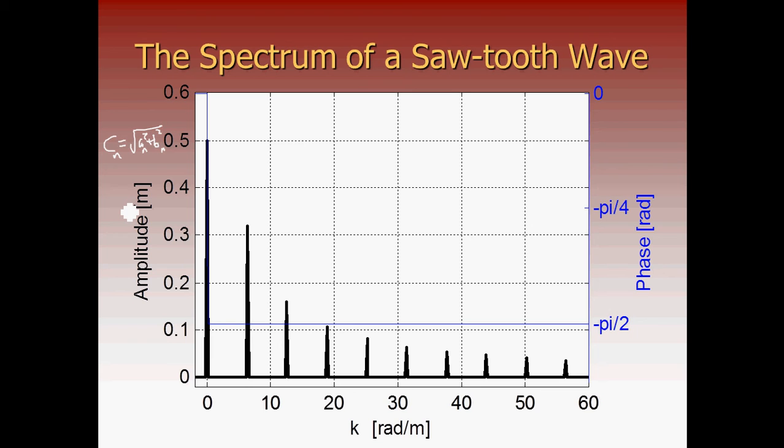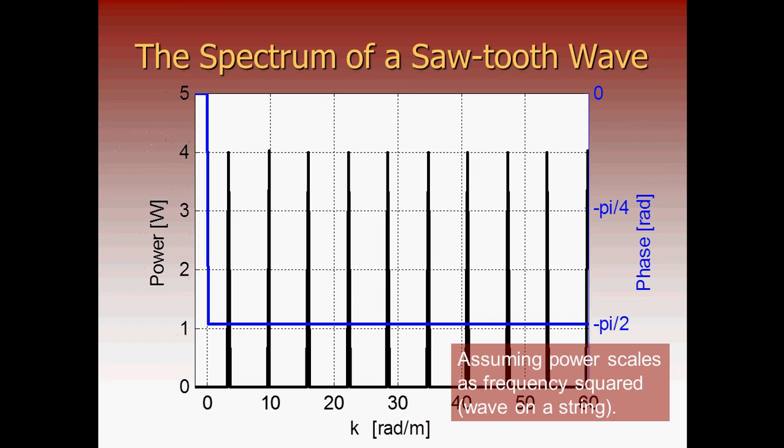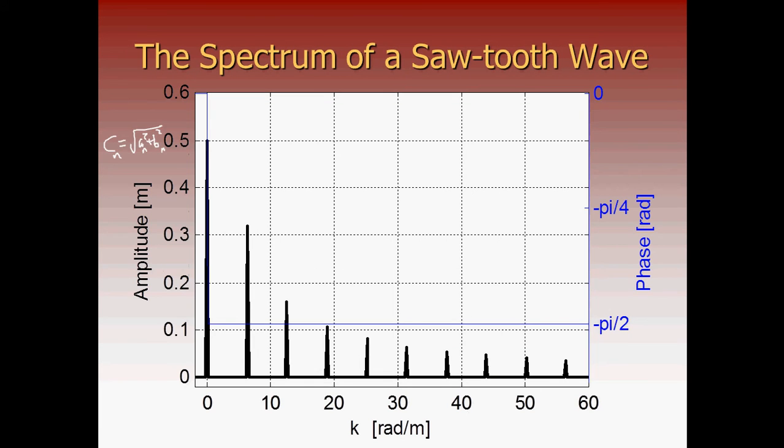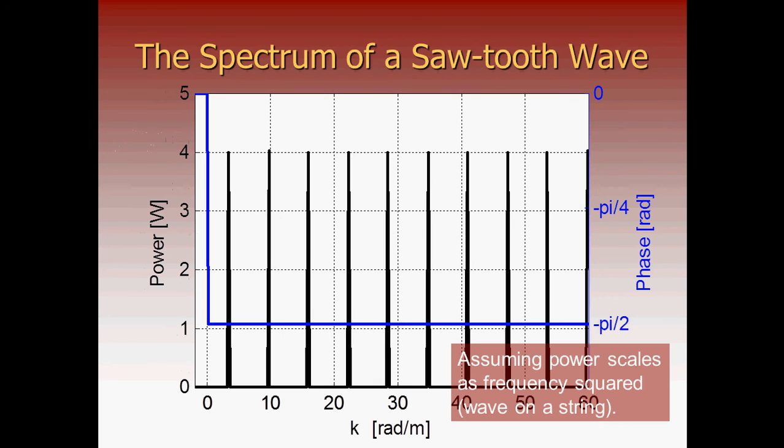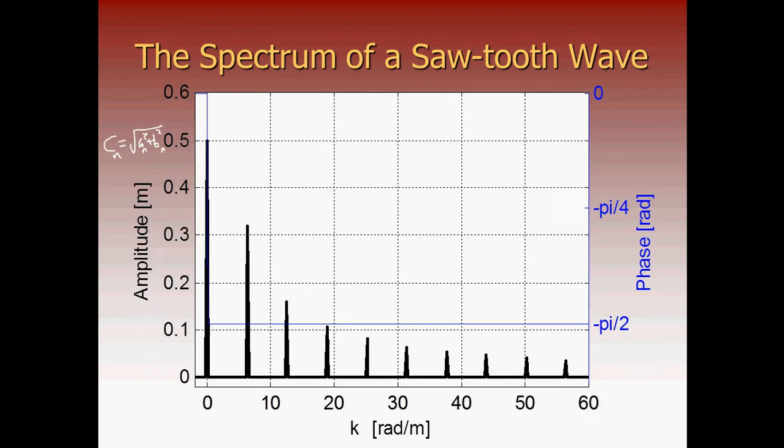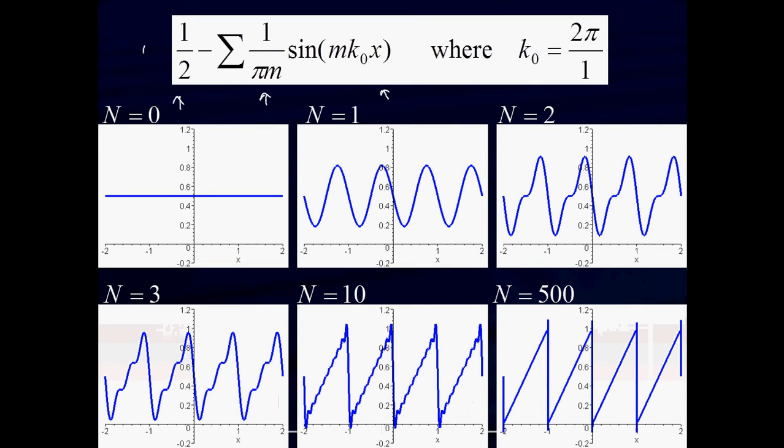Also, oftentimes, we'll plot a spectrum. Instead of plotting the amplitude, we'll plot the power. Now, the power depends on properties of the string. So it turns out if you try and put a sawtooth wave on a string, you end up with equal power. Even though the amplitude goes down, the power depends on the frequency as well. And so if you put this wave on a string, each of those frequencies contains the same amount of power, and we sum up to infinity, it takes an infinite amount of power to put a sawtooth wave on a string.